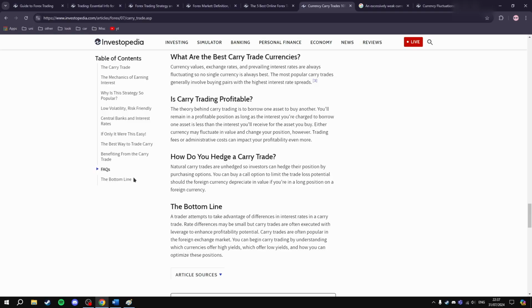Is carry trading profitable? The theory behind carry trading is to borrow one asset to buy another. You remain in a profitable position as long as the interest rate you're charged to borrow one asset is less than the interest you receive for the asset you buy. Either currency may fluctuate in value and change your position. However, trading fees or administrative costs can impact your profitability even more.